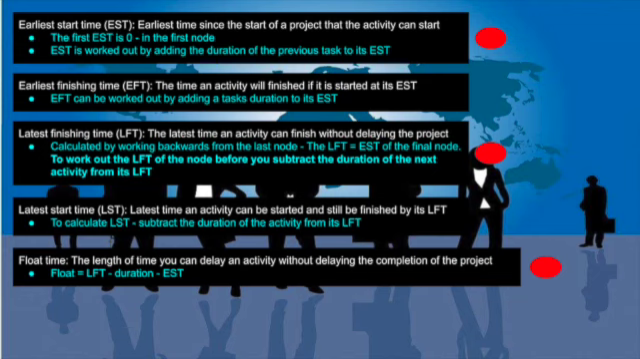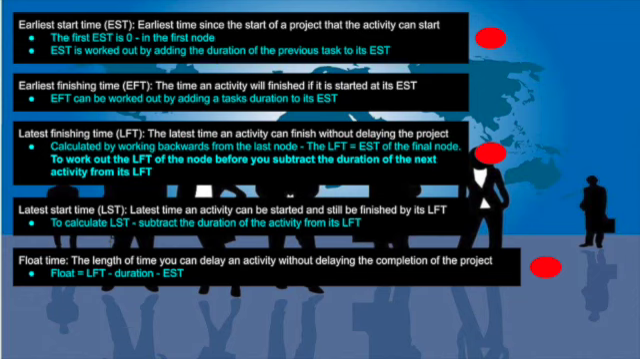So the earliest start time. This is the earliest time since the start of a project that an activity could start. The first EST, which will be in the first node, is always 0. And how you calculate the EST, you add the duration of the previous task to its EST. I'm going to show you an example in the next slide.